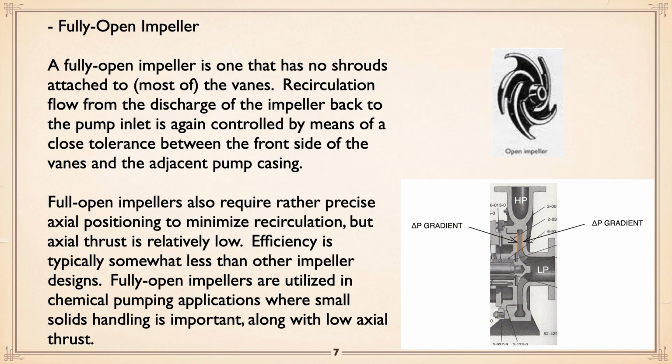Then we go to a full open impeller, which basically is like a semi-open impeller, but with only a minimal shroud at the back. So essentially the pressures will balance on both sides. Now in that case, you have to have not only a tight clearance on the front, but a fairly tight clearance on the back as well. The efficiencies because of this are a little bit lower than other impeller designs, but they're often used in the chemical industry because, again, they're very good at handling small solids. And as we say, it has virtually no thrust.